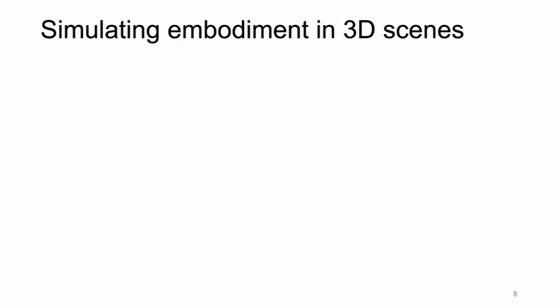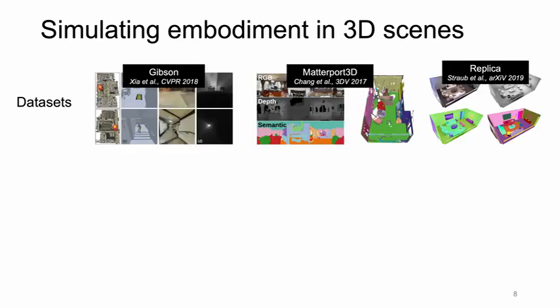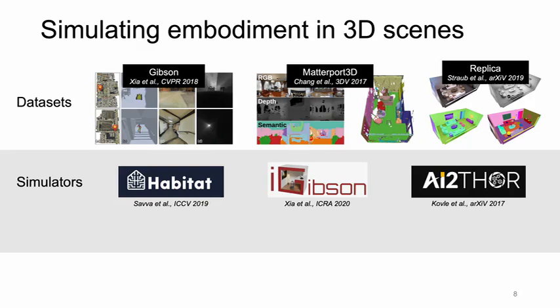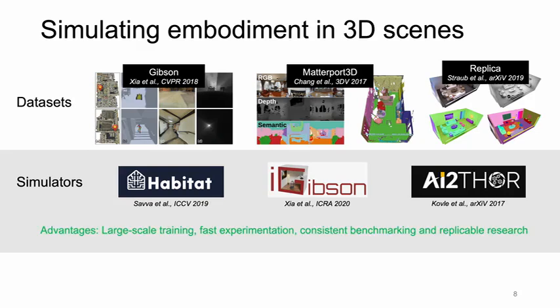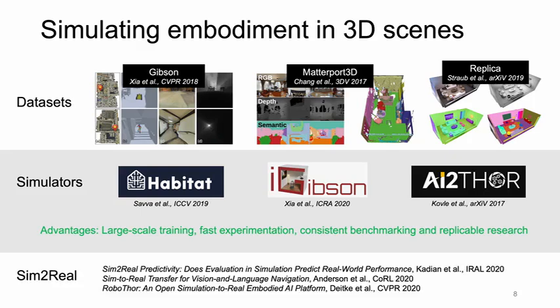To start with, I'll provide some brief background. Recently, several large-scale datasets containing 3D scans of real-world environments have been released. In parallel, multiple simulation environments have been created in order to simulate embodied motion in these 3D scans. The primary advantages of using these simulation environments are that they allow large-scale training, fast experimentation, consistent benchmarking, and replicable research. These are generally hard to achieve with actual robots.